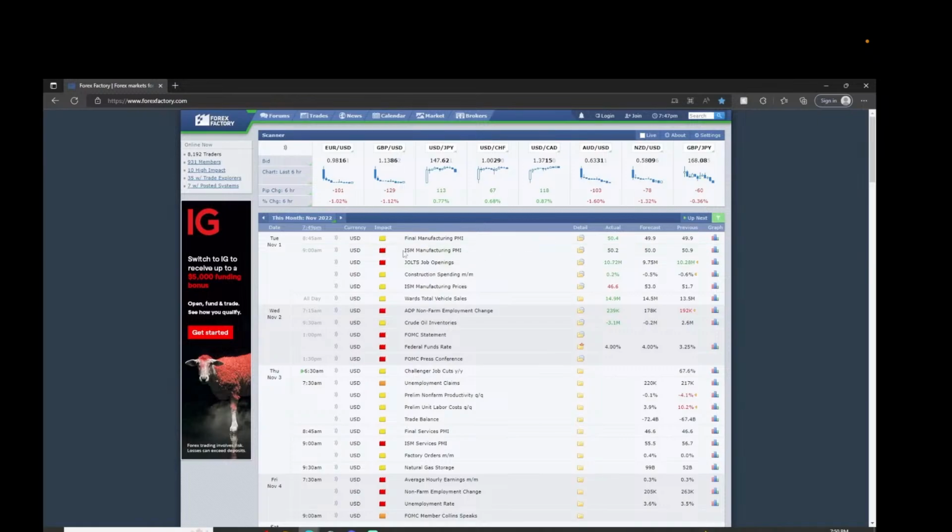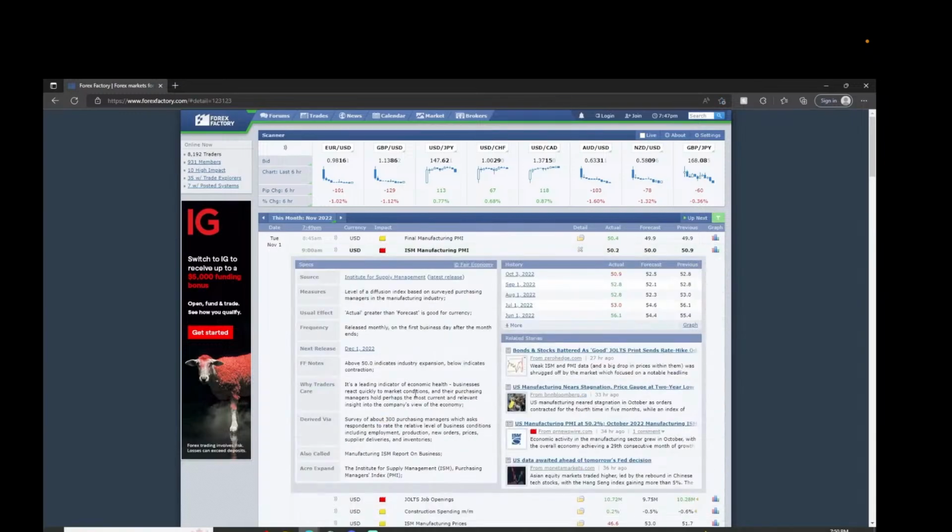So make sure you are on the right row, and then you go all the way to the right and click this folder, and it opens up a panel for you. In this panel, it will actually give you all the information that I gave in the previous lesson, which gives you the definition, that actual greater than forecast is good for the currency, and that it's released monthly on the first business day after the month ends. It'll tell you the next release, and then all kinds of notes, like where it is derived from and all that jazz.